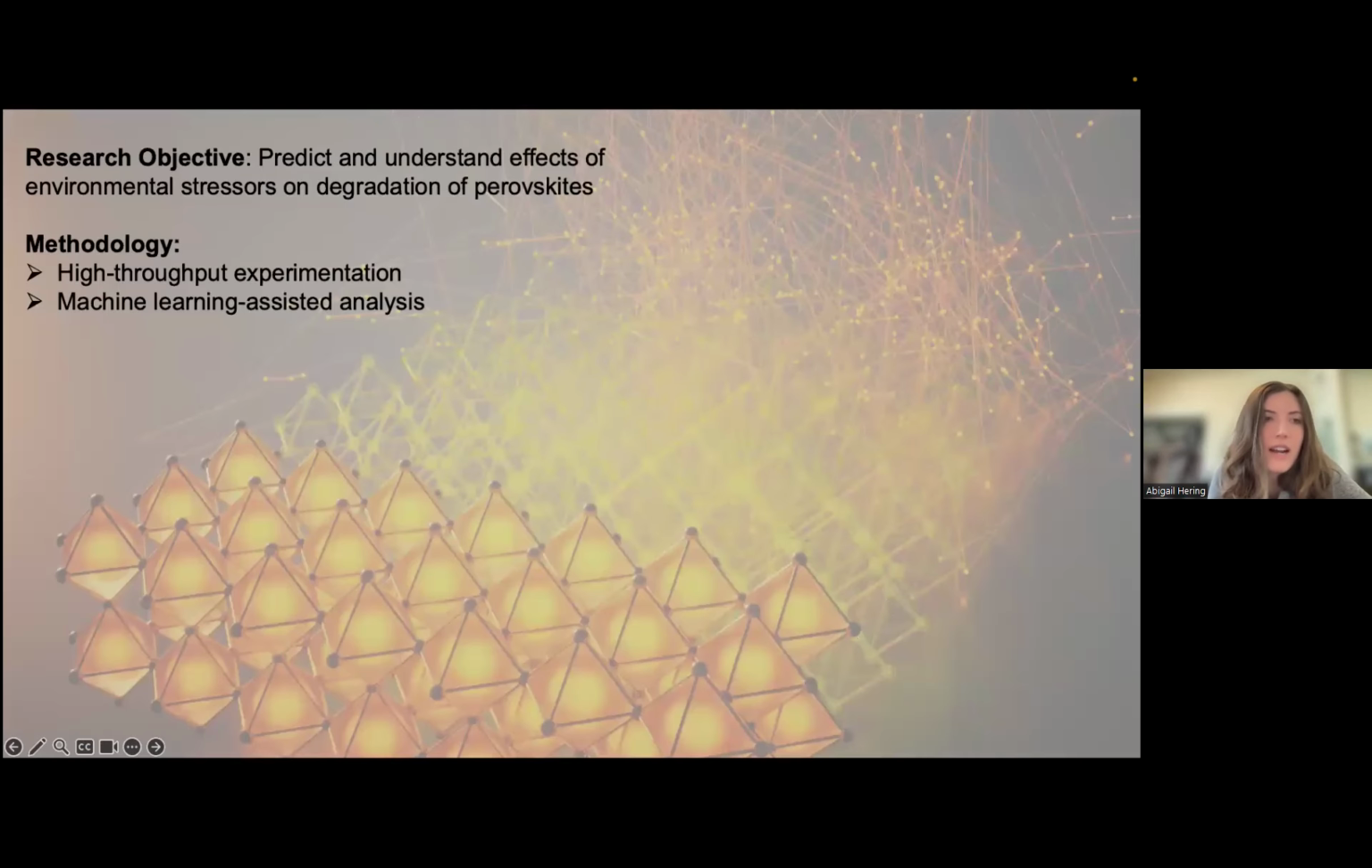Okay, so far I've shown some literature examples from review papers from my group. And going forward, I'll be showing experimental data and machine learning analysis that we did. So the goal is to predict and understand the effects of environmental stressors on degradation of perovskites using high throughput experiments and machine learning.